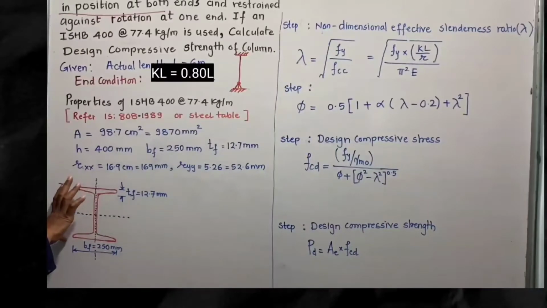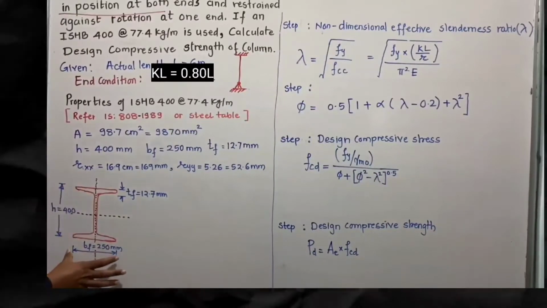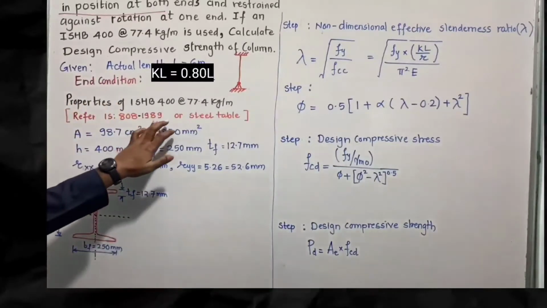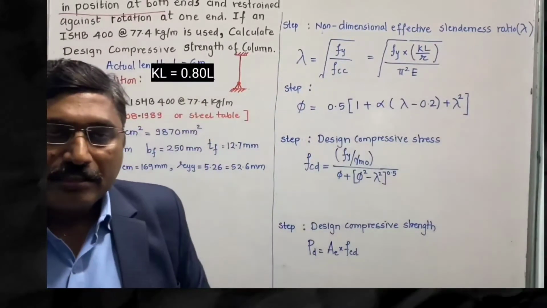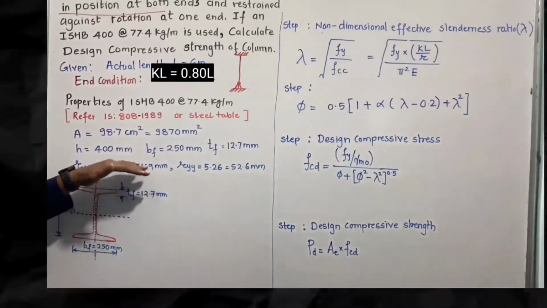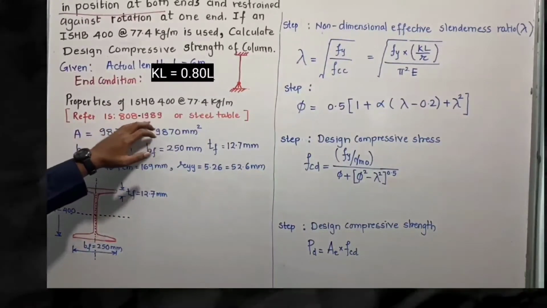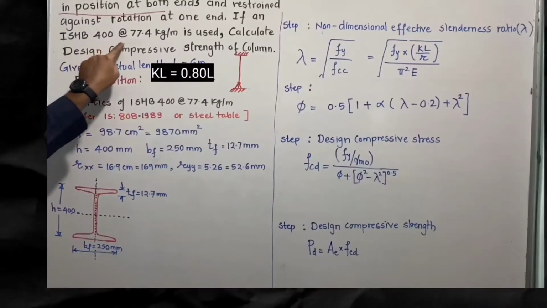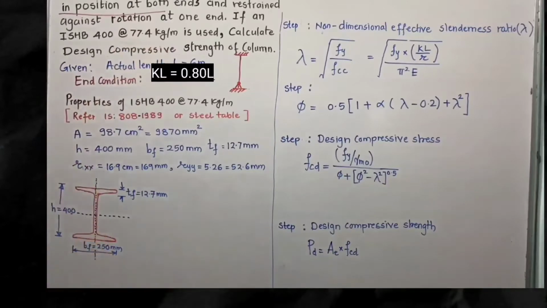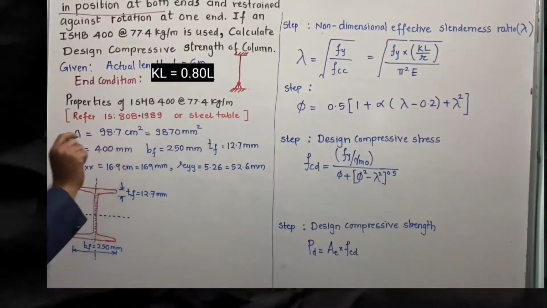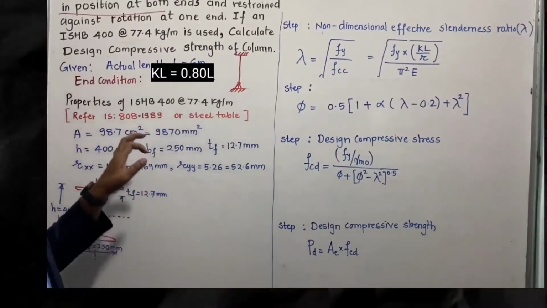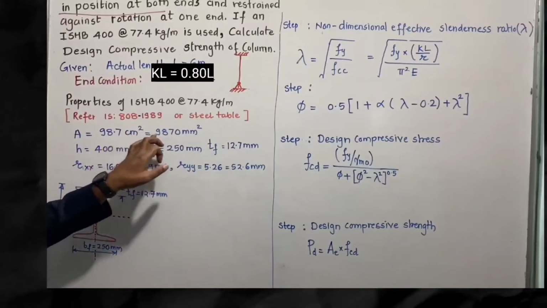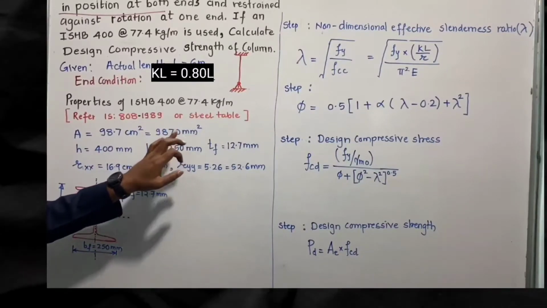Here this H is the depth of the beam, 400, and from IS 808 or the steel tables you will get the properties of the section. In IS 808, we got the area of this ISHB 400 at the rate of 77.4 kg per meter as 98.7 centimeter square. We convert this to mm square by multiplying by 100, so we get 9870 mm square.